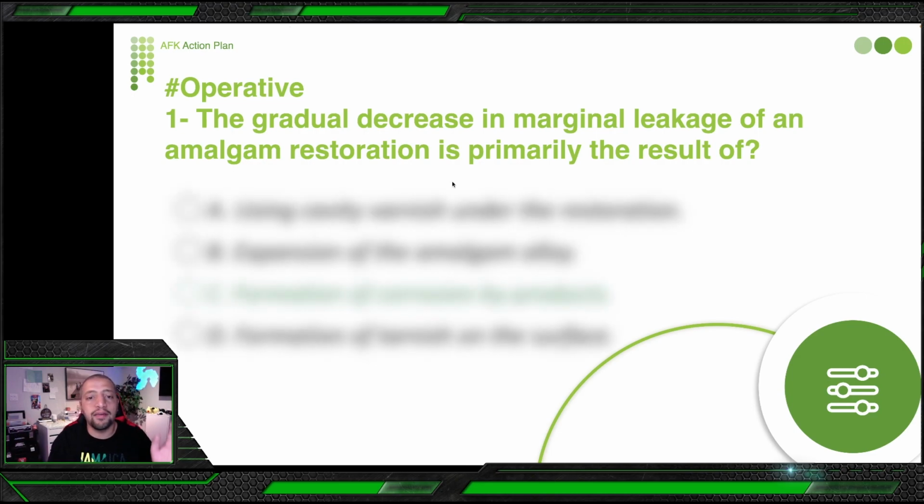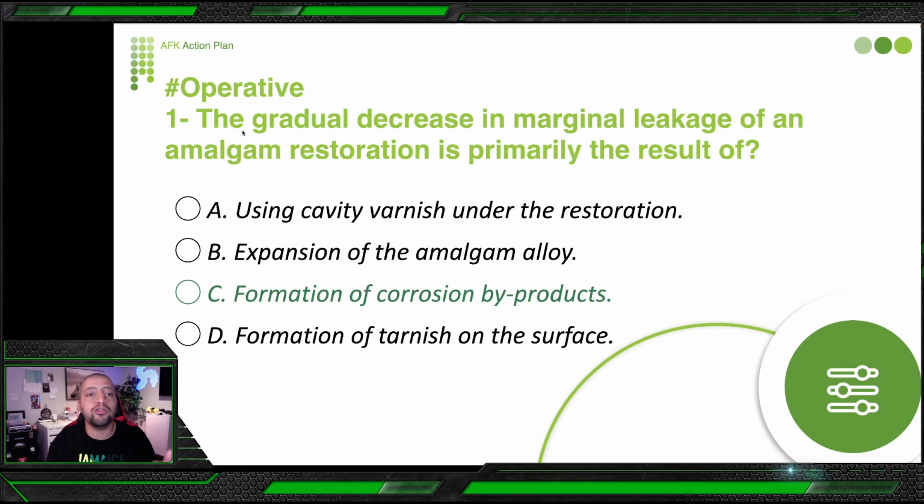They found that the leakage decreased later because of the corrosion happening between the tooth surface and the amalgam restoration. So formation of corrosion byproduct is the answer here. Expansion of amalgam alloy, no. I don't want to waste your time, but the net effect in an amalgam restoration is contraction, not expansion, and we can discuss this concept in a different question. Using cavity varnish, we said this is correct if the question is asking about control of the leakage initially, but for gradual, where we use the age of the amalgam, it's formation of corrosion byproduct.